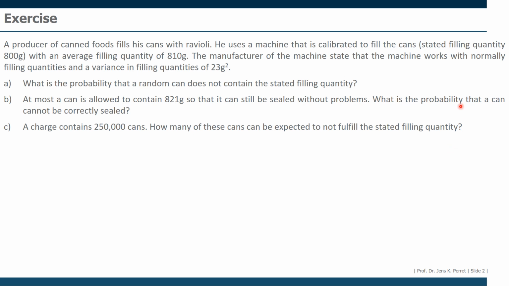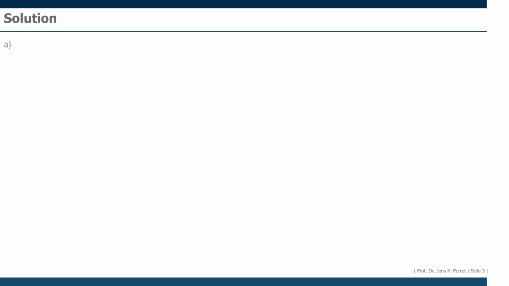Well, since it obviously says here it's normally distributed, we're going to use the normal distribution. So let's start with the first one. Here we're talking about not fulfilling the stated filling quantity, so meaning the filling quantity should be below 800 grams. We also know from the exercise our mean, which is 810 grams, and we have a variance of 23.